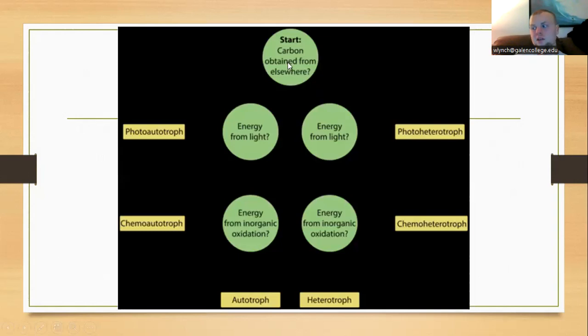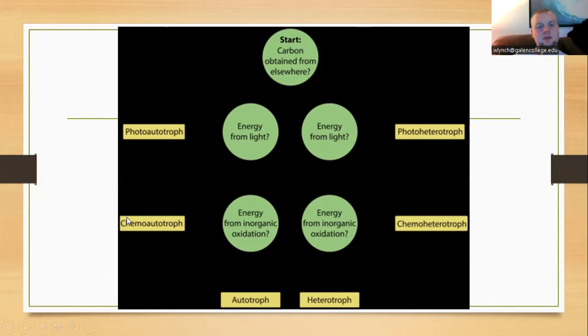Right, so at the start, we have carbon that's going to be obtained from somewhere. If we have a photoautotroph, we're going to get energy from light, and we get carbon from inorganic materials or inorganic places. If we have a photoheterotroph, we get energy from light, and we are going to get our carbon from organic sources.